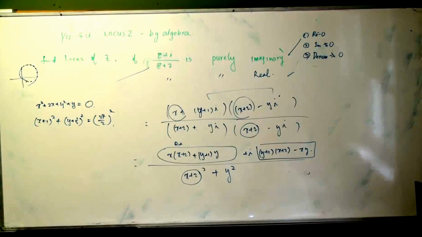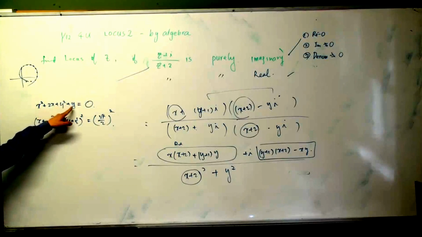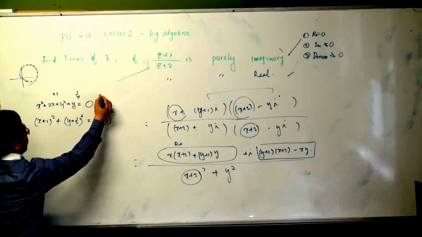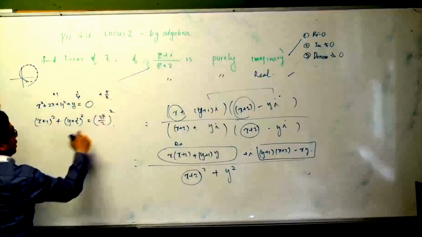Correct? Yeah? We borrowed 1, we borrowed 1/4, so we borrowed 5/4. So we added a 1/4 to make a perfect square, so we added a 5/4. Yeah, that's this.